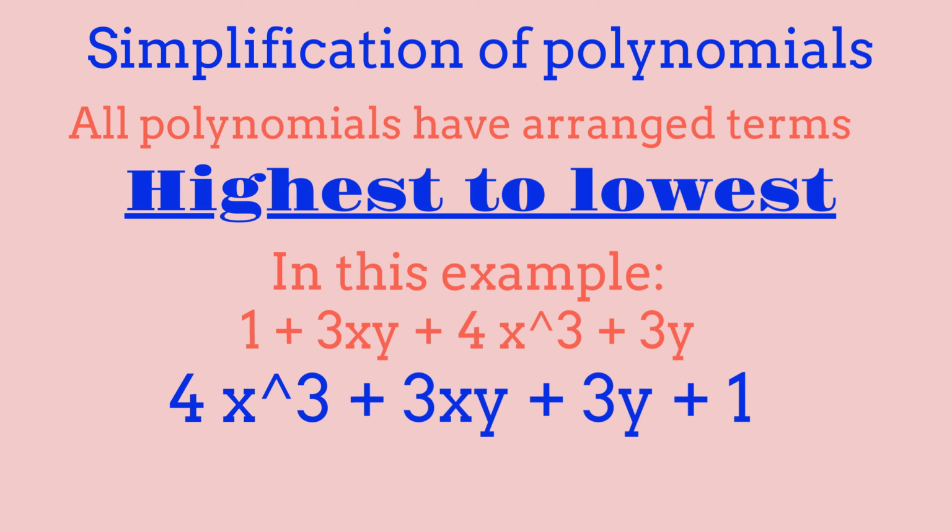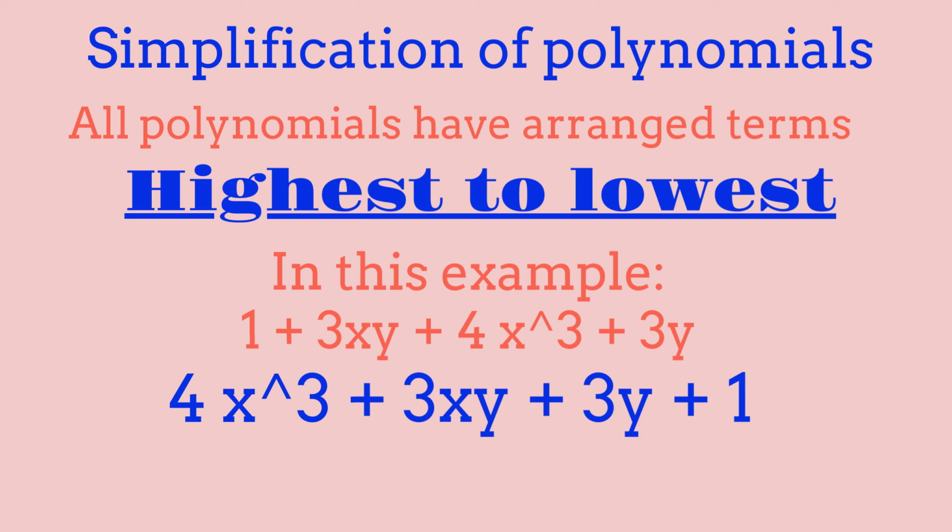So we're first going to put the 4x to the power of 3 at the beginning. Next, we can see that 3xy is going to be the next one because it's second degree: we have x, which is 1, and y, which is also 1, so we add them and that's 2. So we're going to bring that to second. Next we're going to add in 3y because that has an exponent of 1. And finally we're going to bring in the 1 because it has an exponent of 0.